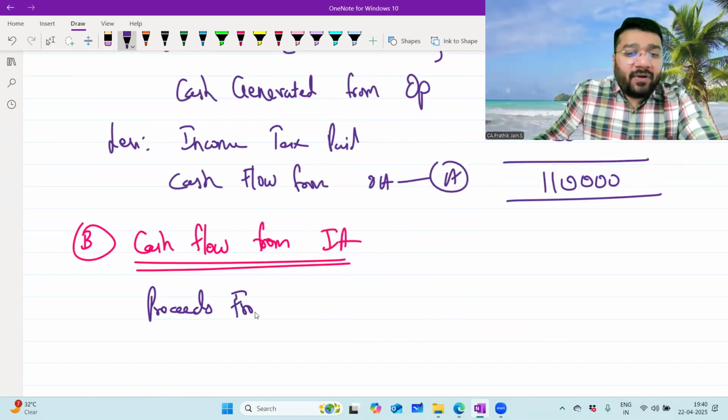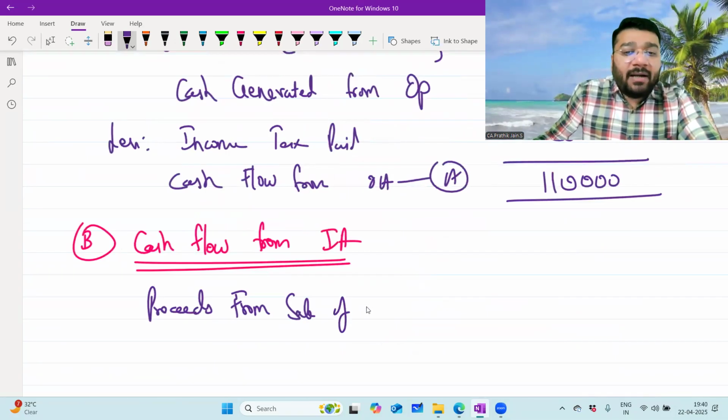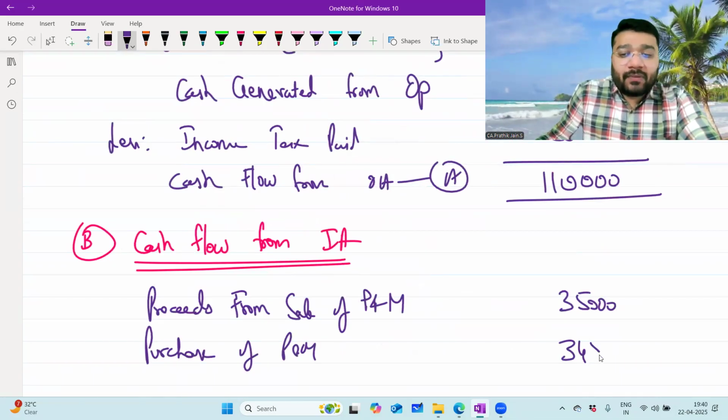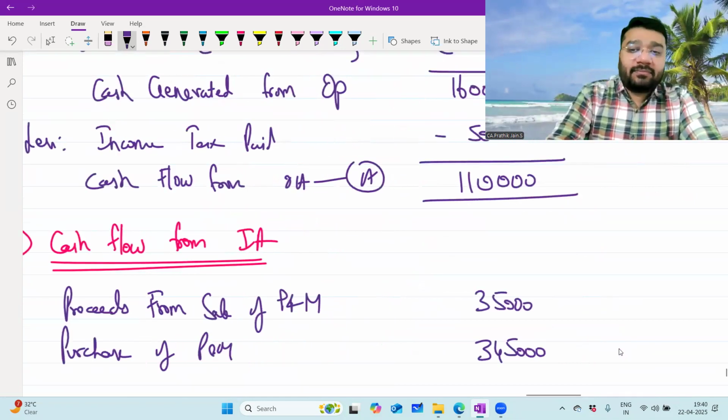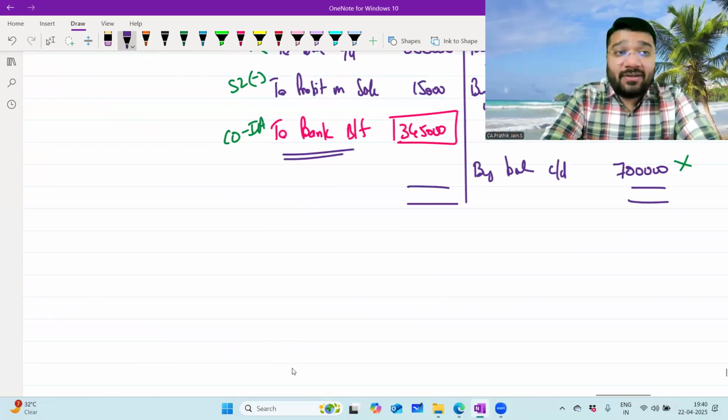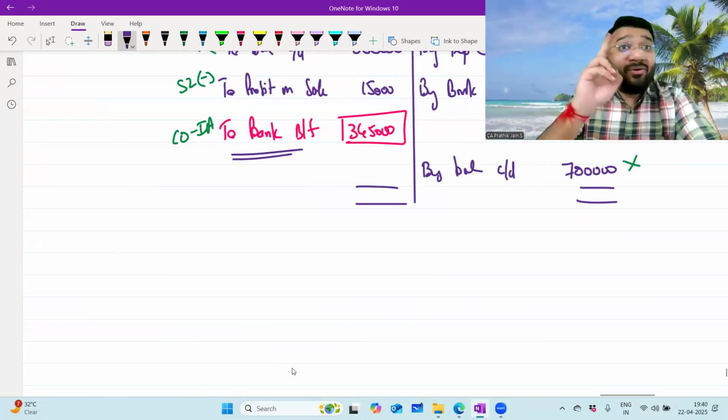Proceeds from sale of plant and machinery. How much? 35,000. Then purchase of plant and machinery. How much? 3,45,000. Bracket is very important. For a second, forget your dinner tonight, but don't forget bracket.